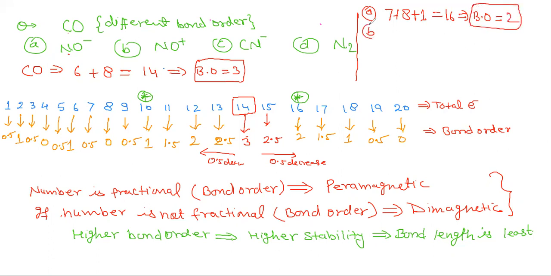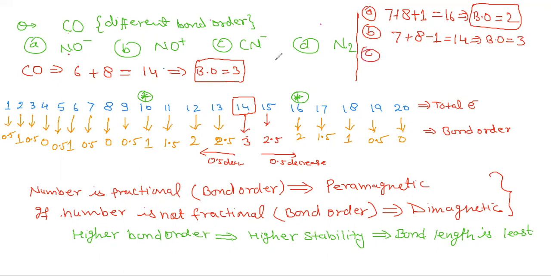Second, B option, NO positive. N means 7 plus oxygen is again 8, plus charge, when it comes, it will minus 1. Then again it becomes 14. Then bond order equal to 3. Thus you see, 14, 3.